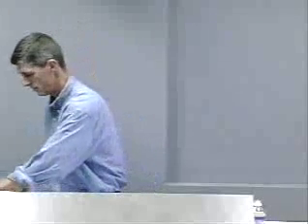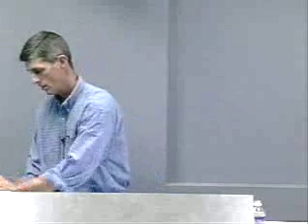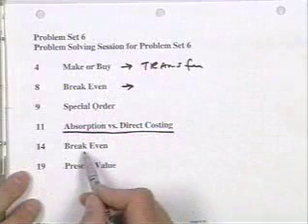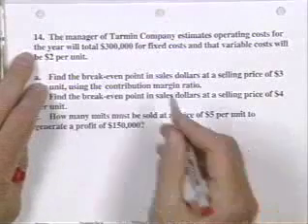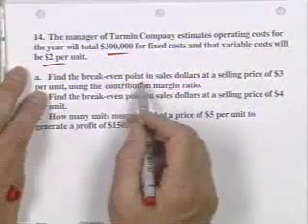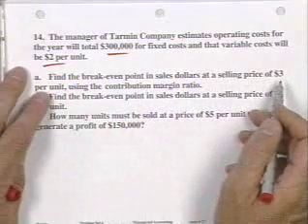Back to our roadmap. So what have we done? We've done make or buy, break even, special order, absorption. Another break even question. Again, these are short and sweet, yet I think hopefully very intuitive. So, it's 14. In question 14, we have fairly simple information. Fixed cost, 300,000. Variable cost, $2 per unit. Part A. Find break-even point in dollars at a selling price of $3.